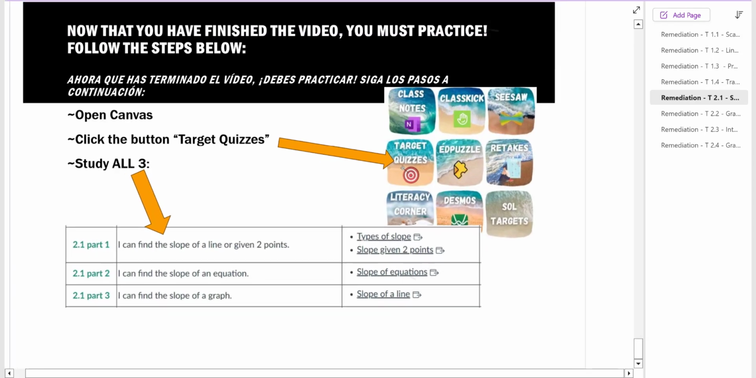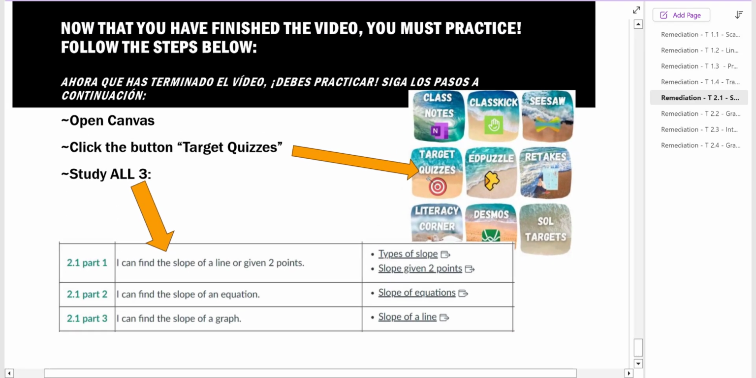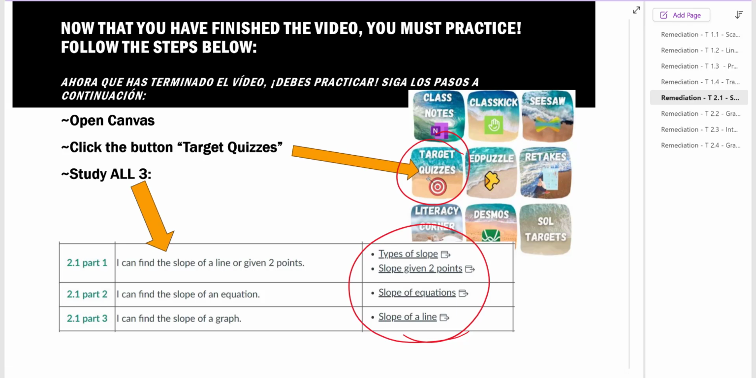Okay, now that you finished this video, you must practice. Okay, so follow the steps below. You're going to go to Target Quizzes, and then you have 4 different sections that you can study. Good luck!